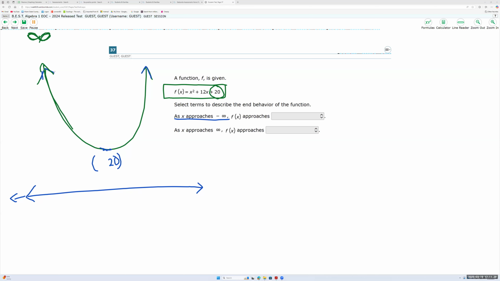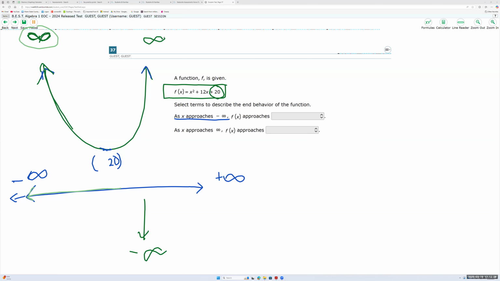For x, the negative infinity is on the left and the positive infinity is on the right. But for y, the negative infinity only is when you go down. If the graph was going this way, then you have negative infinity for y. Otherwise, it's positive infinity on top. So as x approaches negative infinity, I'm going to use another color. The graph is going to go up to infinity.